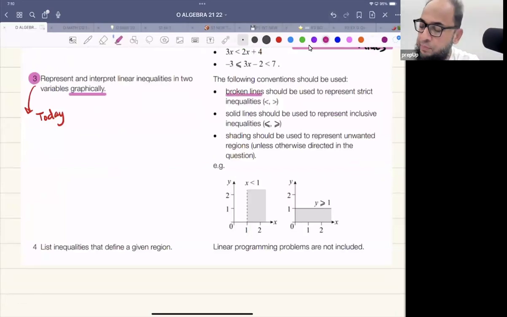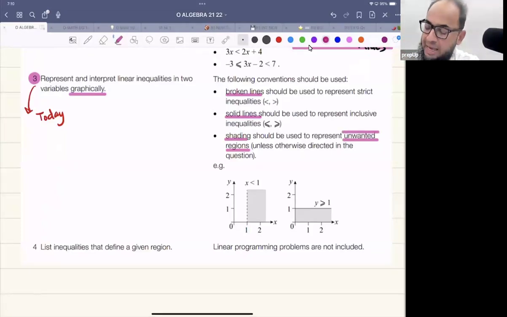Broken lines should be used to represent strict inequality. Solid lines should be used to represent inclusive inequalities. Shading should be used to represent unwanted region unless otherwise stated in a particular question. So if we shade a region, that means that is not the region that we require. Shade is unwanted. So shading is unwanted.